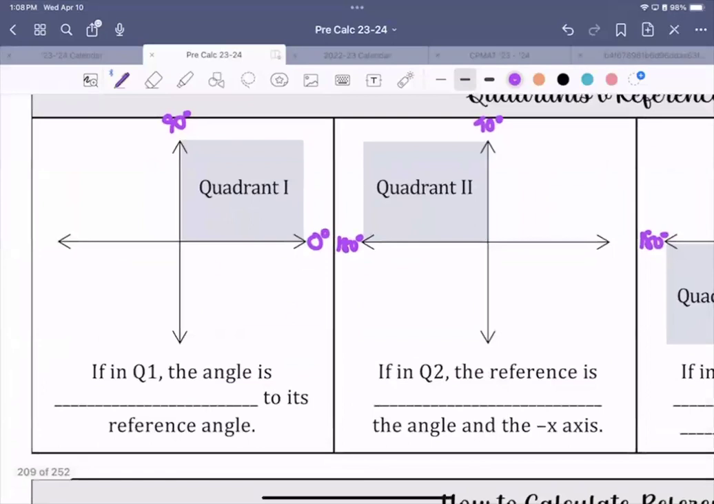This part here says, if in quadrant 1, the angle is blank to its reference angle. So if we had an angle whose terminal side ends here in quadrant 1, this is our reference right there, that distance. It's going to actually be equivalent to our reference angle because that is the distance it is from the x-axis.